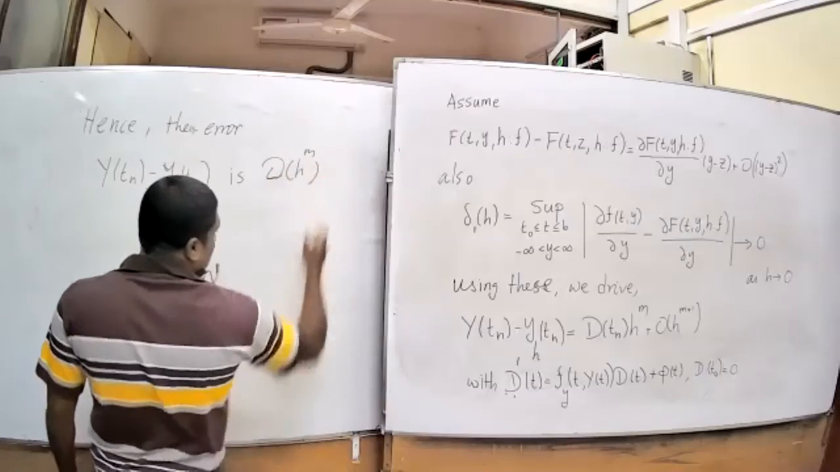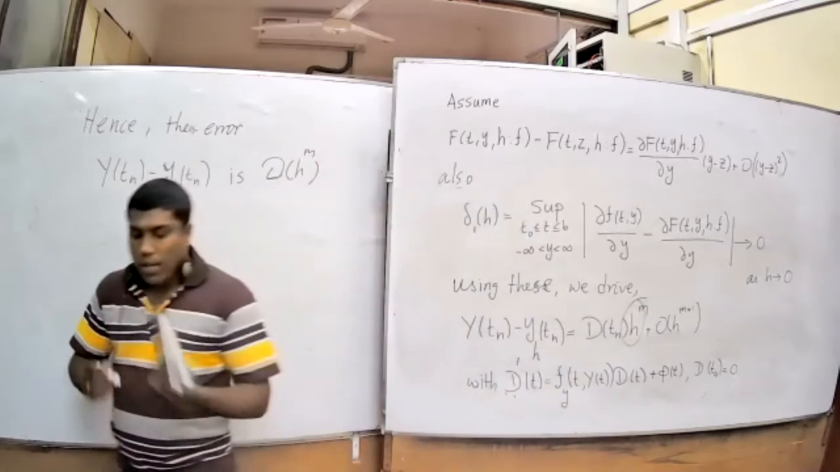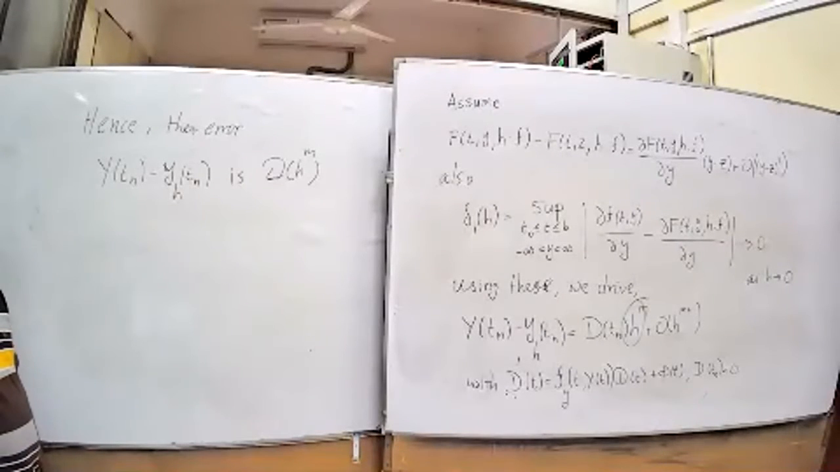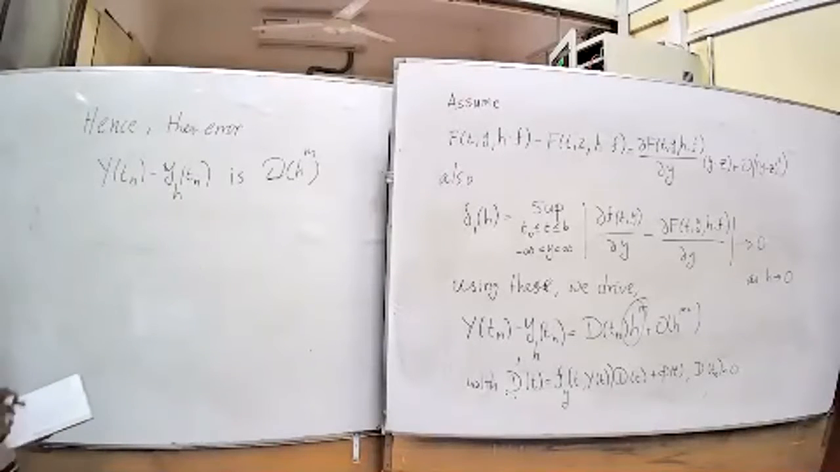It is of order h to the power m. You can see that this one will be the dominating power of h because of this. That is how we do this error.